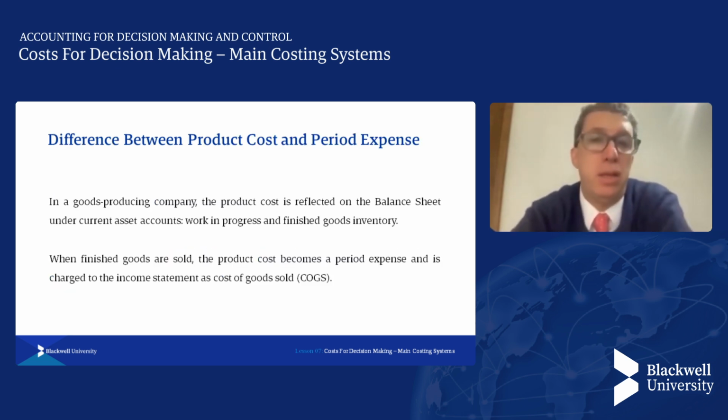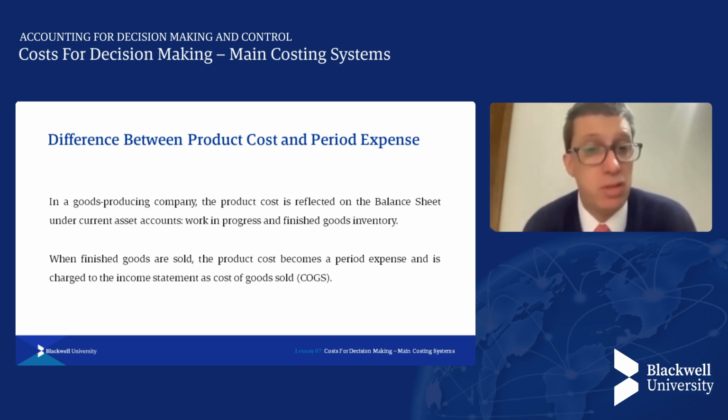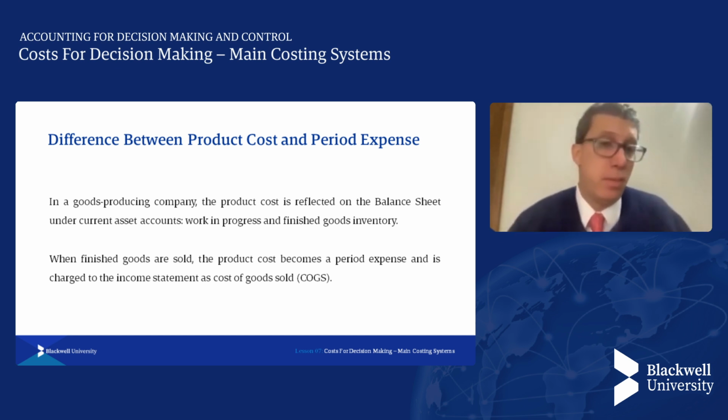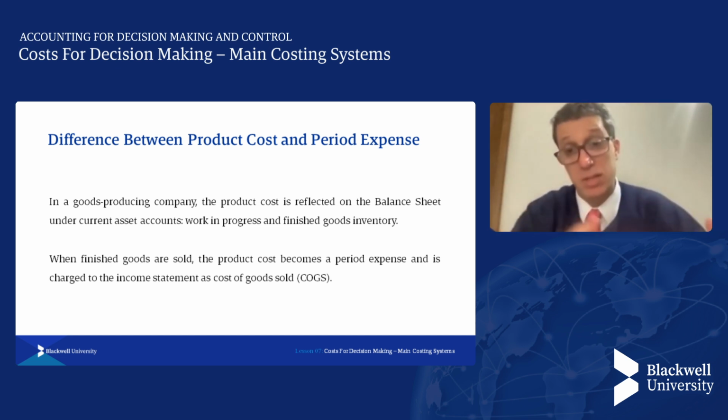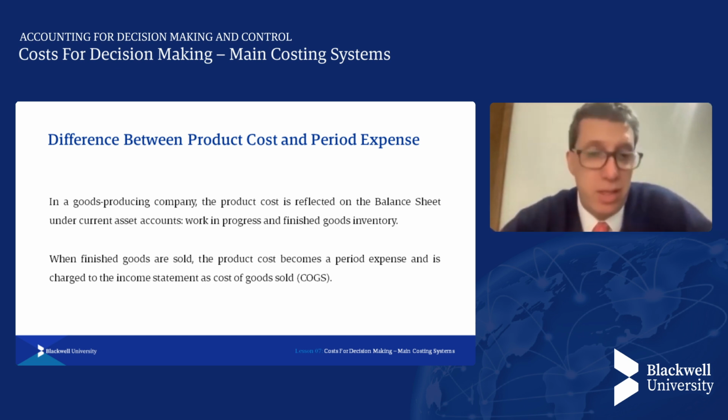On the other hand, it is also very important that we differentiate between the cost of a product and the expense of the period. In a company that produces goods, where is the product cost? Well, in the inventory entry of current or circulating assets, both in-process products and finished products. And on the other hand, when products that are already finished are sold, the cost of the product becomes an expense of the period and is charged to results as a direct cost of sales.